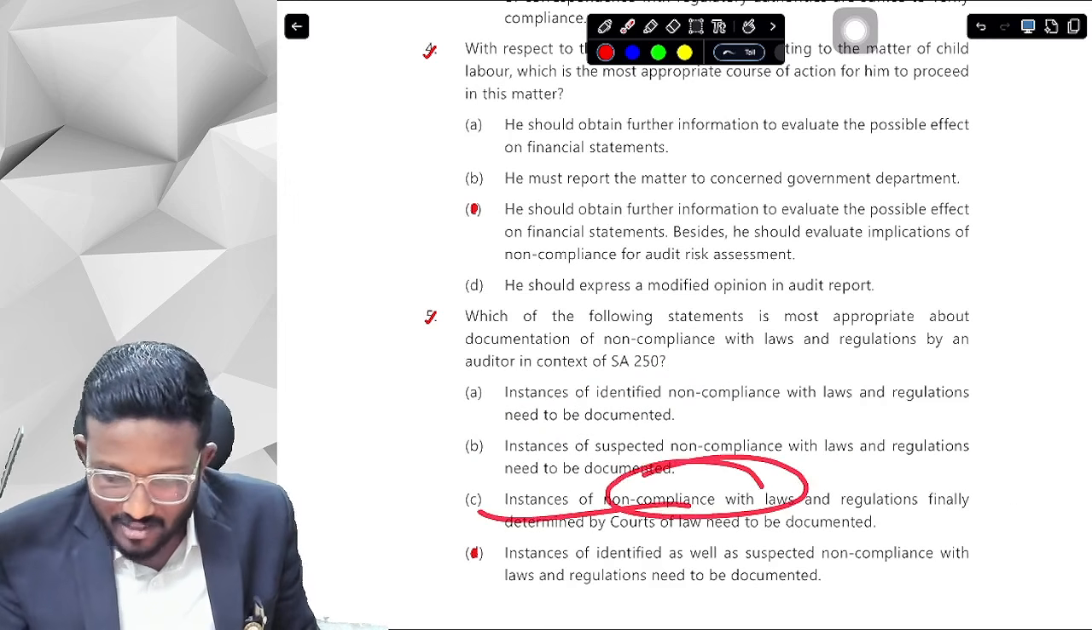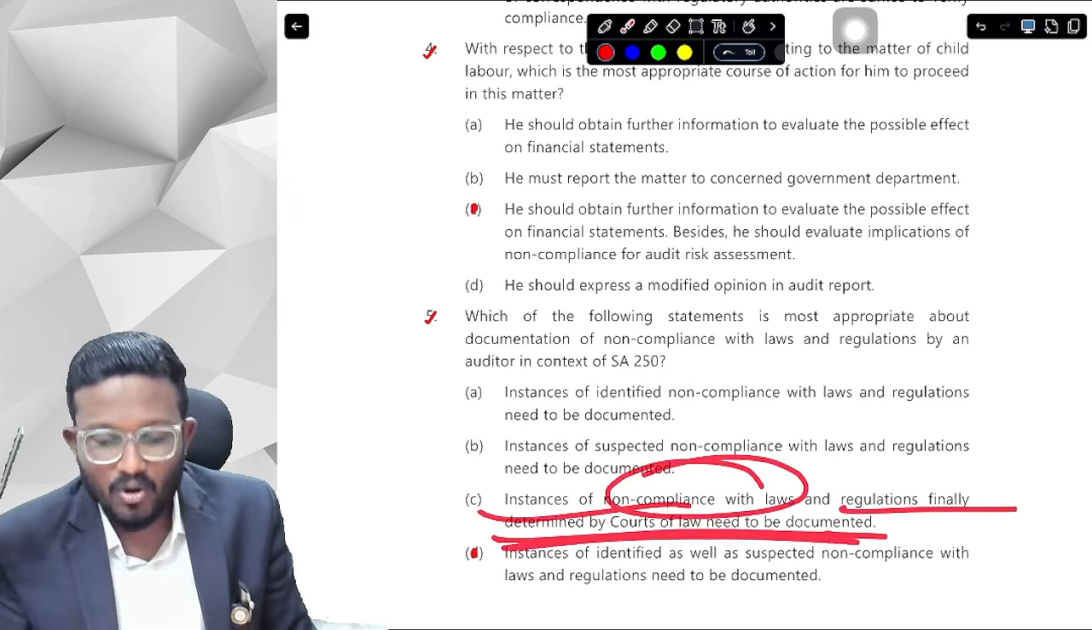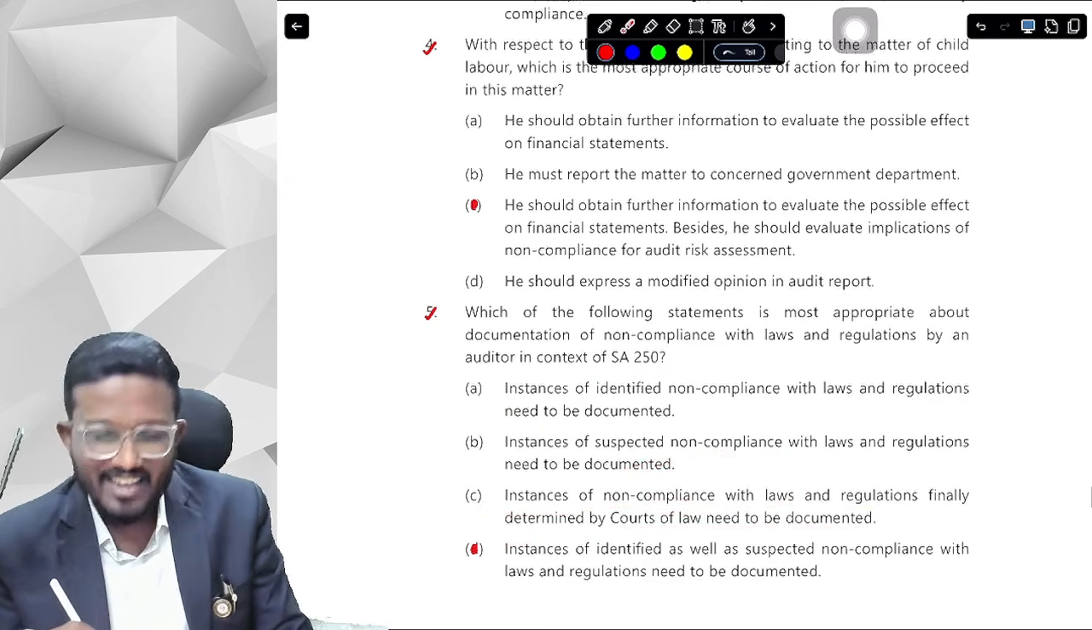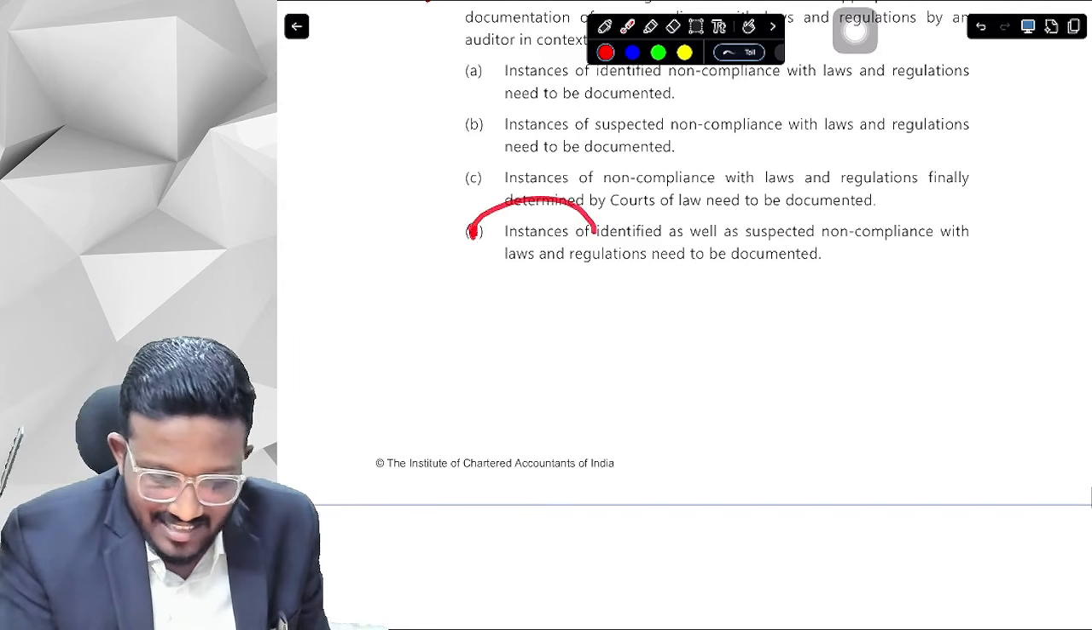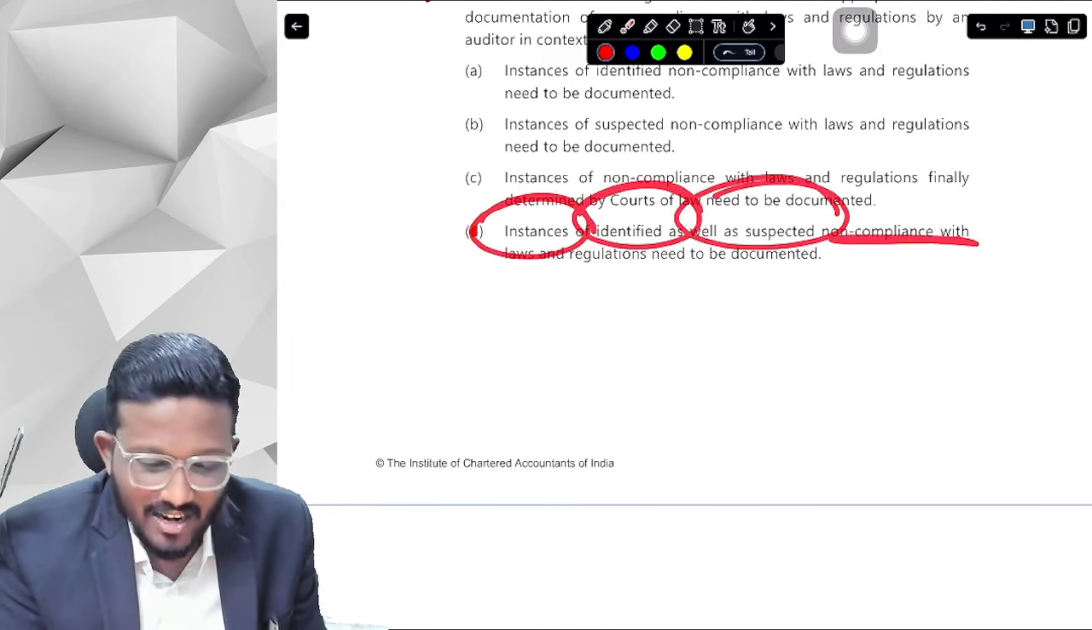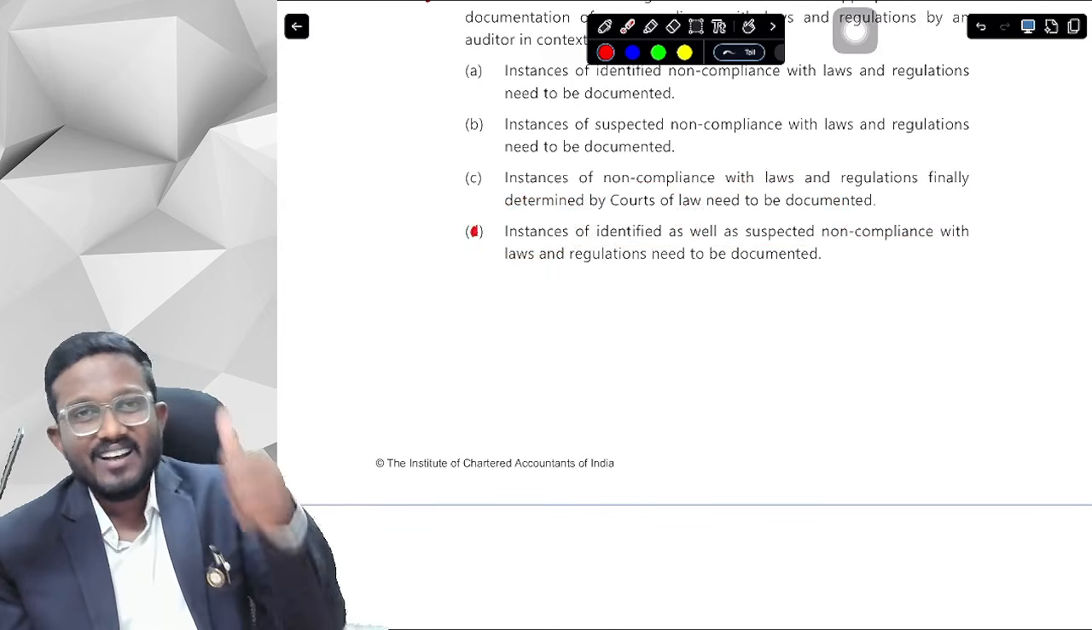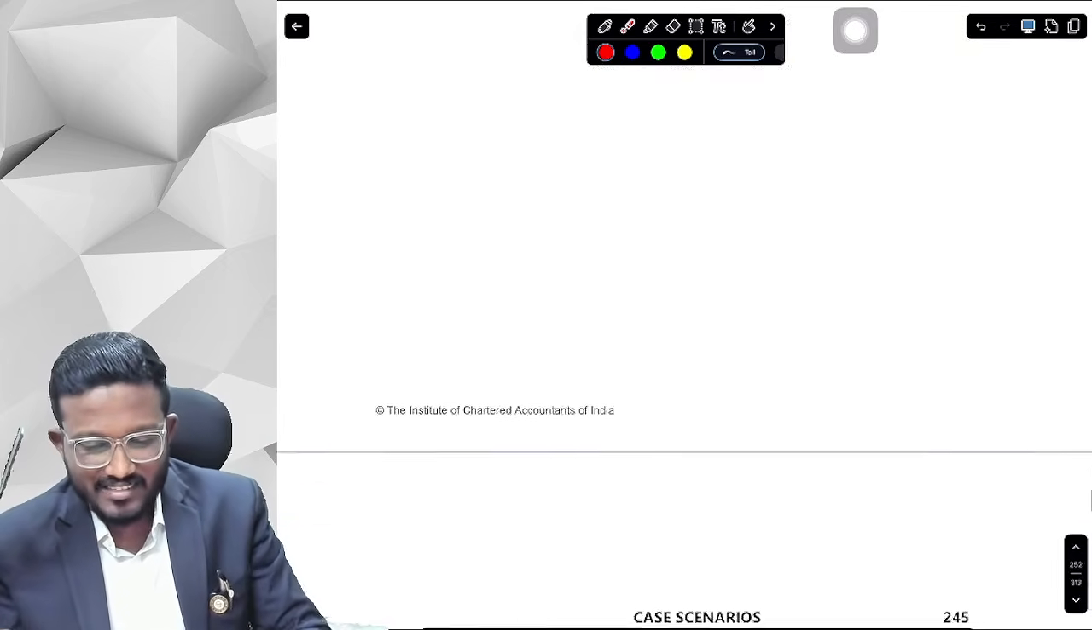Instances of non-compliance with laws and regulations finally determined by a court of law need to be documented. No sir. So what exactly needs to be documented? Instances of identified as well as suspected non-compliance need to be documented. Okay, yes sir. This was your case scenario number 47.